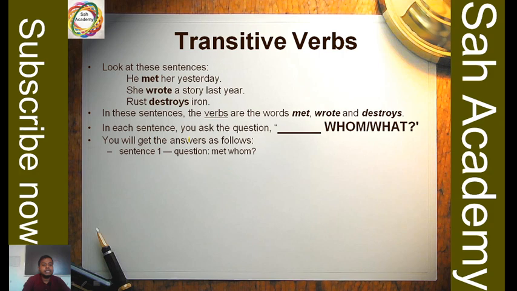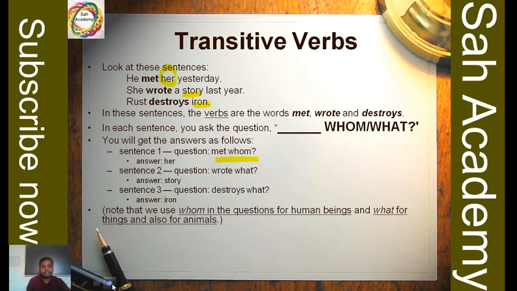Look at sentence 2. She wrote a story last year. So wrote what? Wrote a story. Look at sentence 3. Rust destroys iron. So the question is, destroys what? Iron. So we use whom in the question for human beings and what for things and also for animals. Now look at the examples again and ask questions like that.